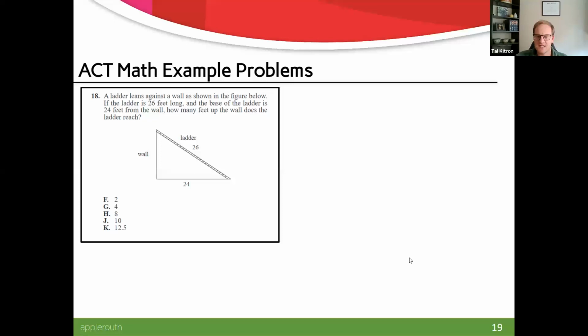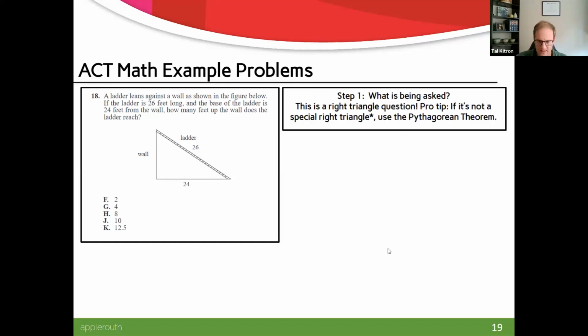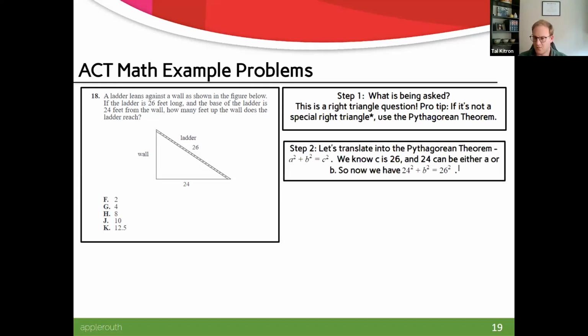Here's another kind of classic example where students are really going to be tempted to use trig, but we don't want to do that. If you see a right triangle, which we certainly have here, and it doesn't mention something like a square root of 3 or root 2 or 30, 60, 90, or we don't have an indication that we're dealing with that, we're just going to be doing Pythagoras, which is a squared plus b squared equals c squared.